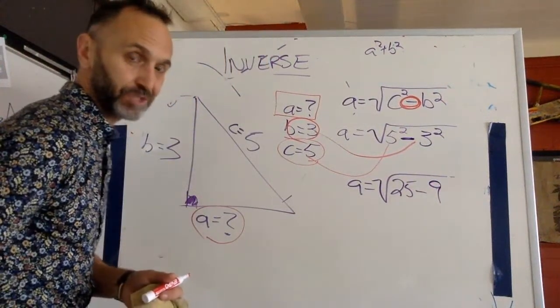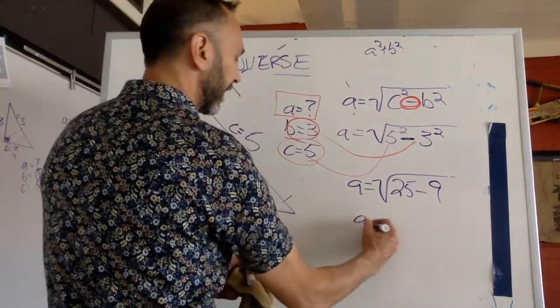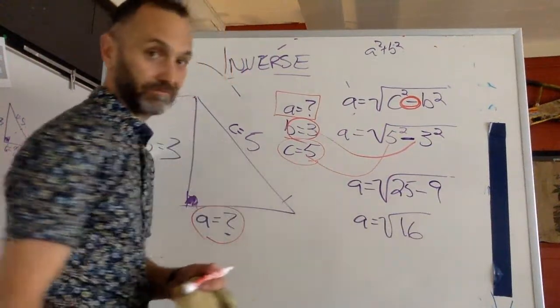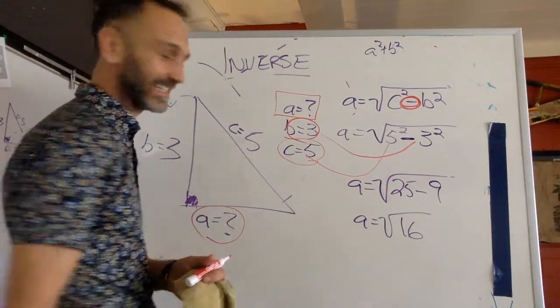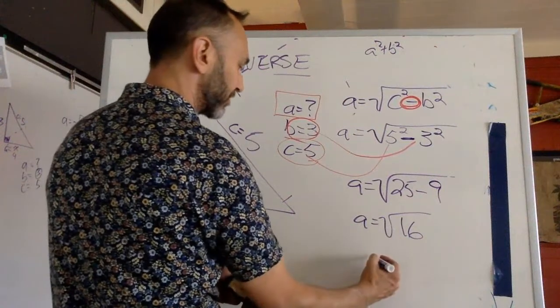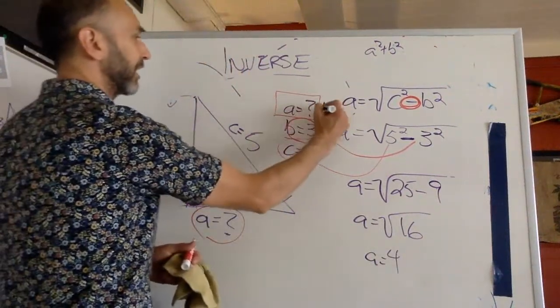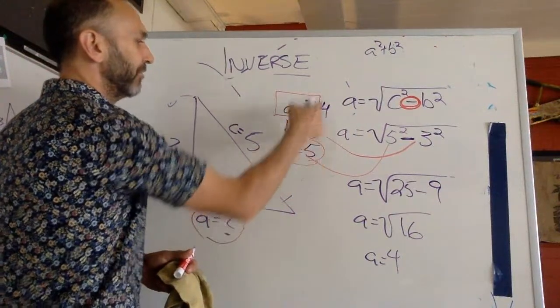Bada bing. Good. A equals the square root of 16. Bada bing. Last thing I do is I take the square root of 16. A equals 4. I put it back in my little number list here. 3, 4, 5. Makes sense.